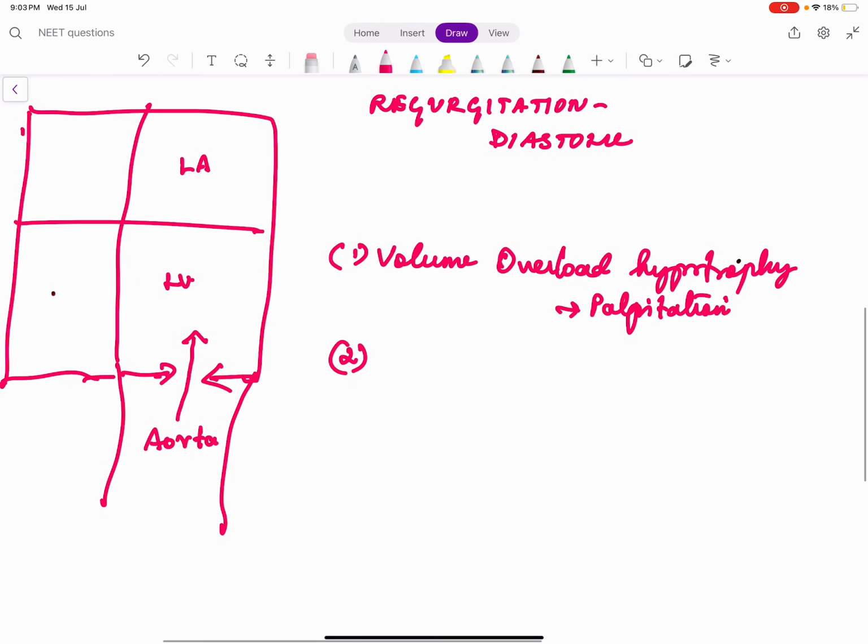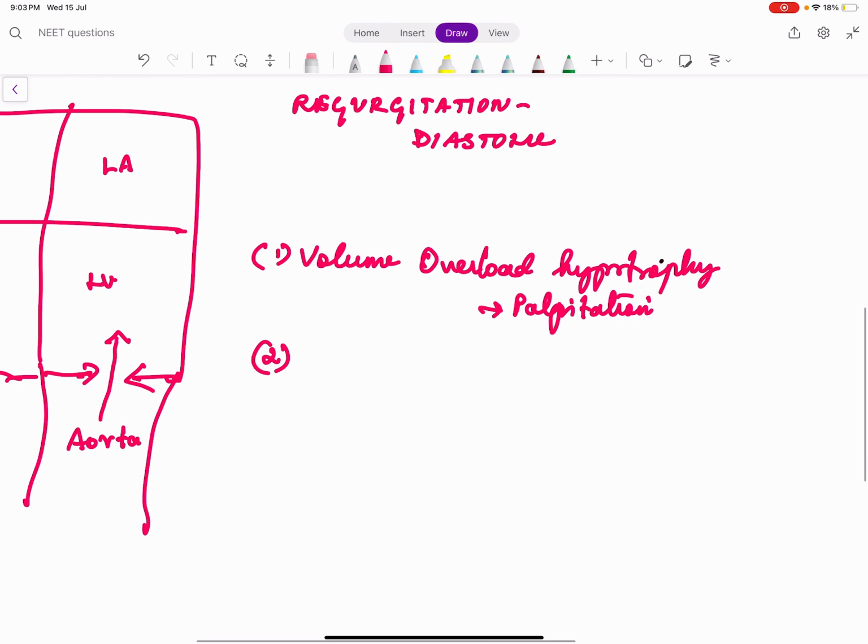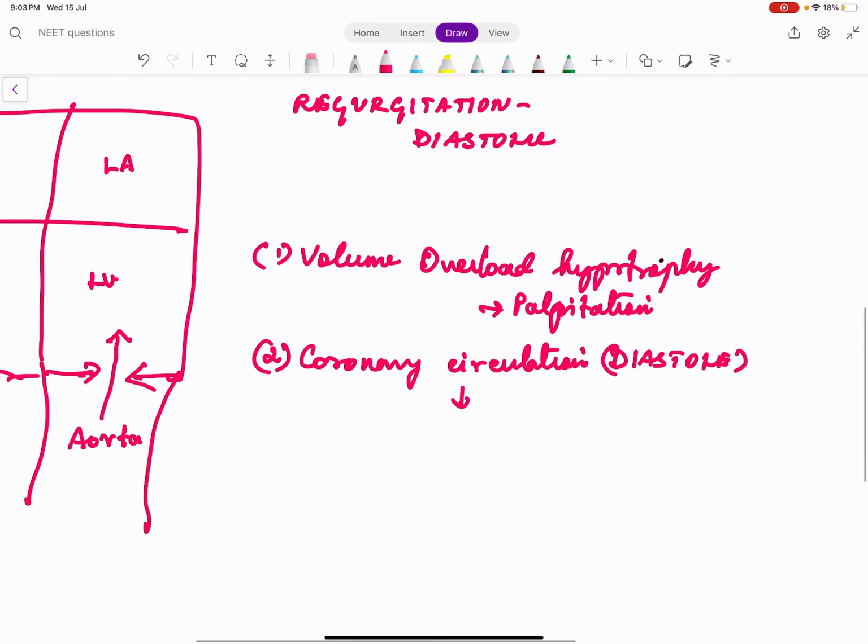Now, when blood from the aorta goes into the left ventricle, the aortic pressure decreases very much. We know very well that the heart gets its main supply from the coronary vessels, especially during diastole. So in diastole, since aortic blood regurgitates into the left ventricle, what happens here? The coronary pressure decreases. So there is coronary hypoperfusion, leading to cardiac ischemia and chest pain.